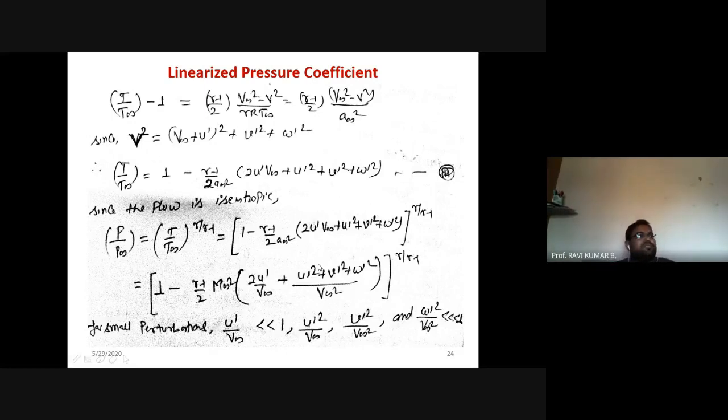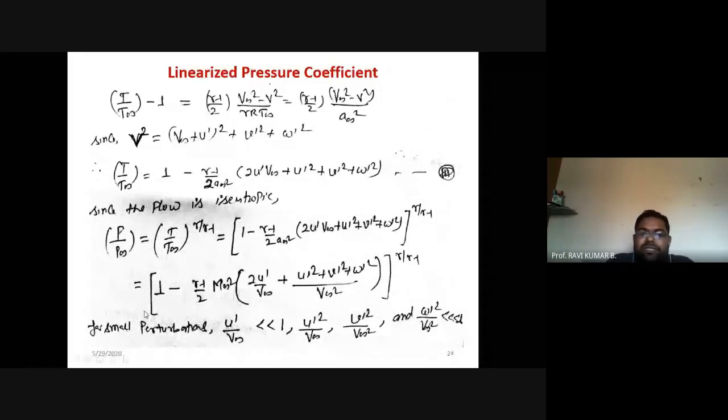As we have assumed that the flow is isentropic, isentropic relations can be used. So this is the temperature ratio. So I can get the pressure ratio now. Pressure ratio is equal to temperature ratio to the power γ upon γ minus 1. So this complete term, if I substitute here over γ upon γ minus 1, I got this equation, right? Finally, if you solve this, it will become like this.